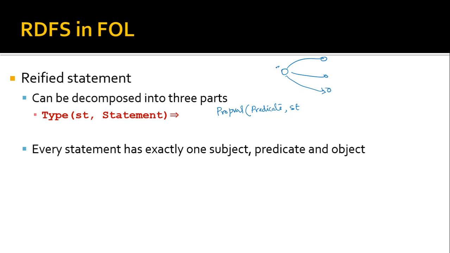So this is your ST, right? This is your instance of a statement. This is your subject. This is the predicate. And this is the object property, right? So I can take this part first. I am taking this part. Maybe you can take the subject part. Let us go one by one.